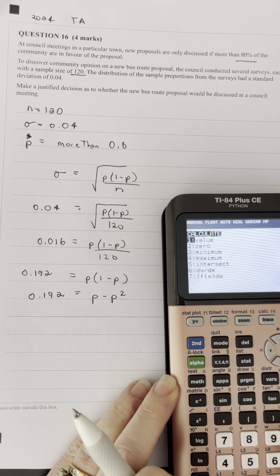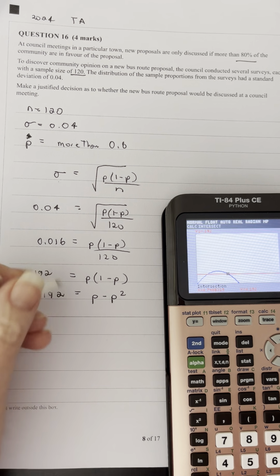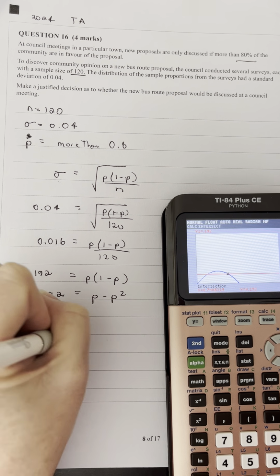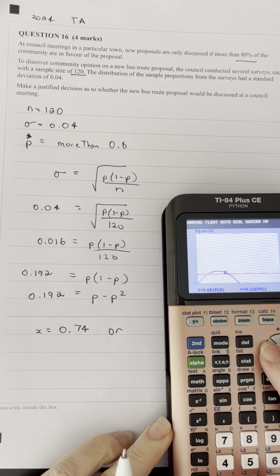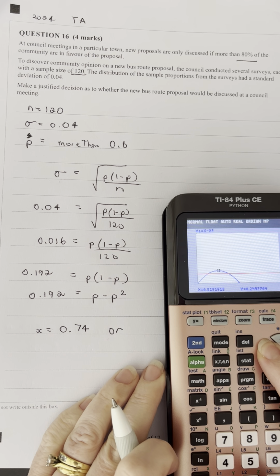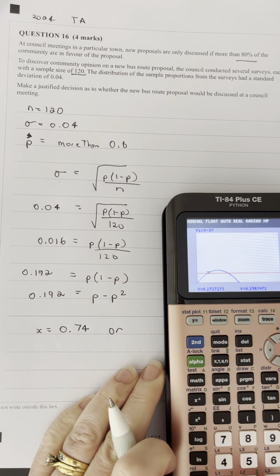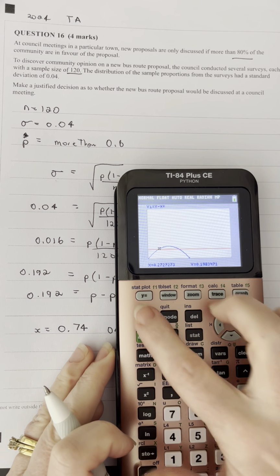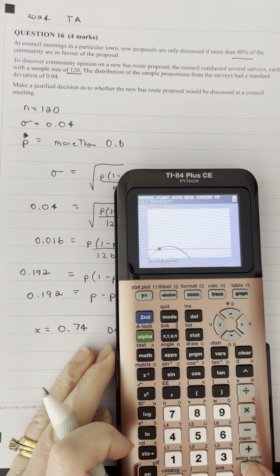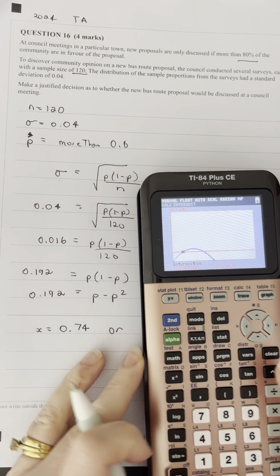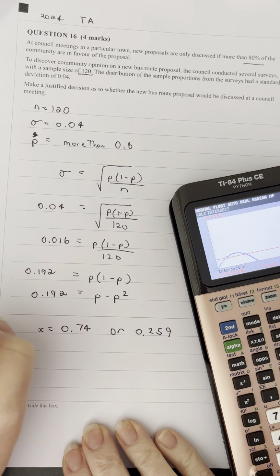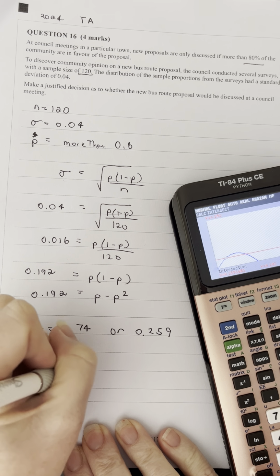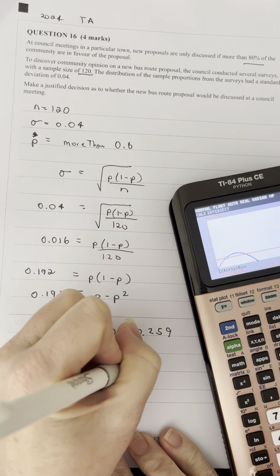So I'm going to do my second trace, intersect, and see which one it finds first. The first one it's found is x equals 0.74, and then I put my trace on. I can take that to the other one, and once I've got it on there, I can do that second trace 5 again, and that gets me 0.259. So that means that p must be equal to 74% or 25%.